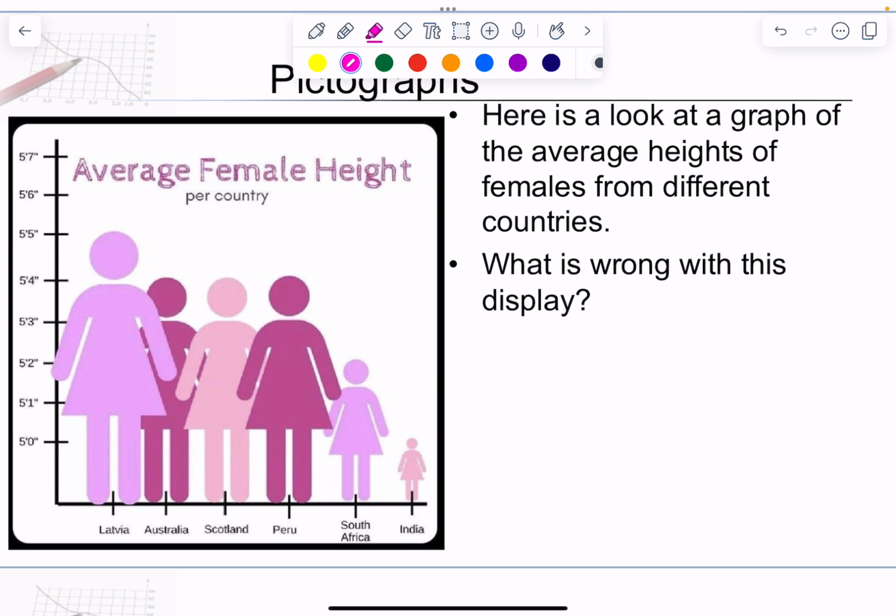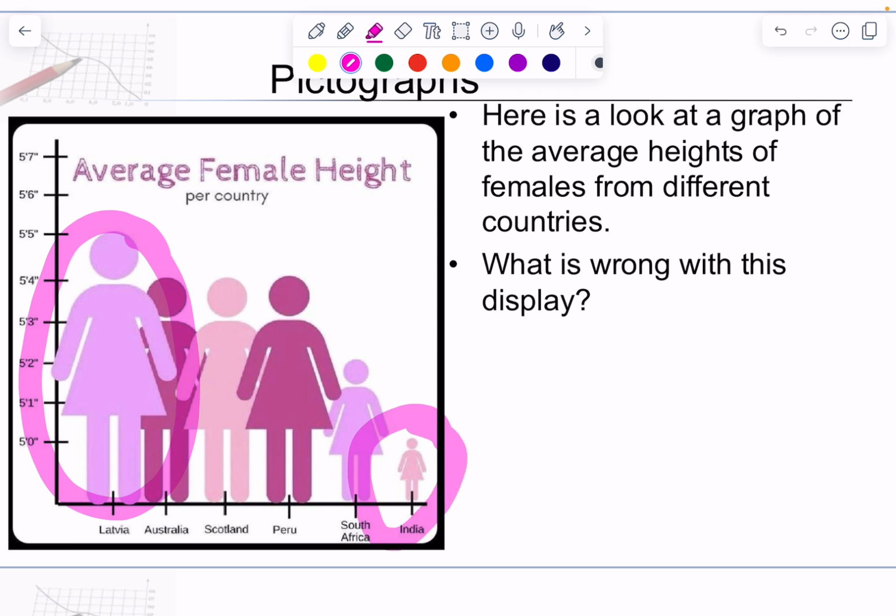For instance, I'm looking at these average female heights per country, and how the different comparisons are here. We notice that the Latvian women's icon for their particular bar versus the Indian women's icon are drastically different in size. This makes it look like the Latvian women are like 5 times bigger than the Indian women.